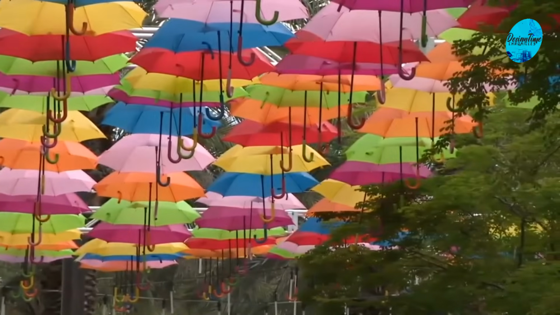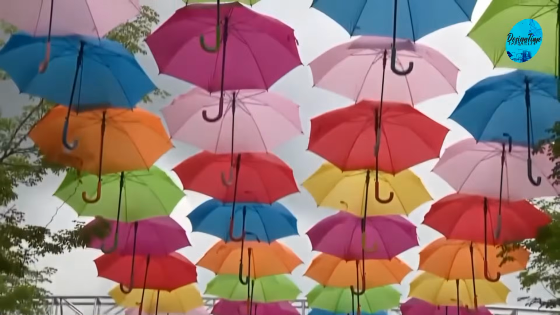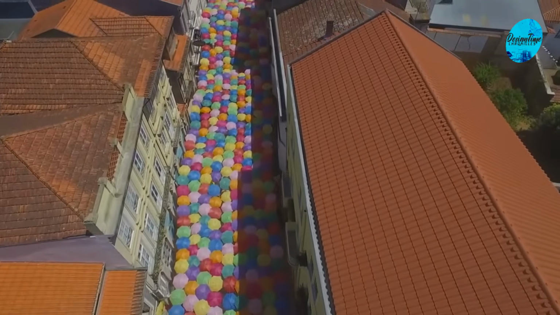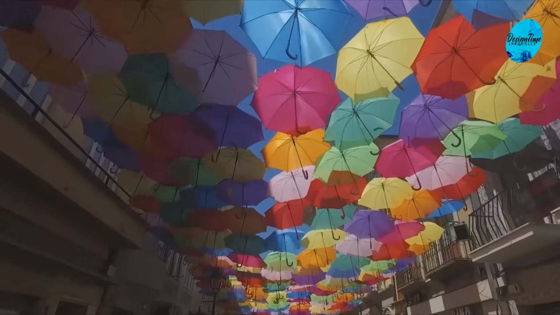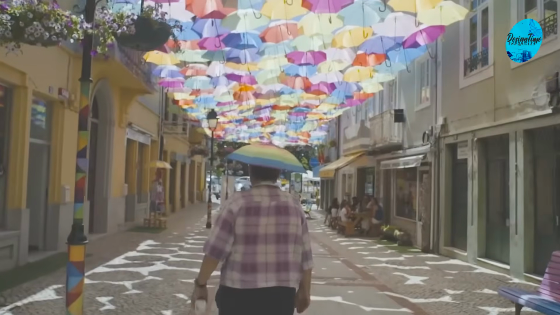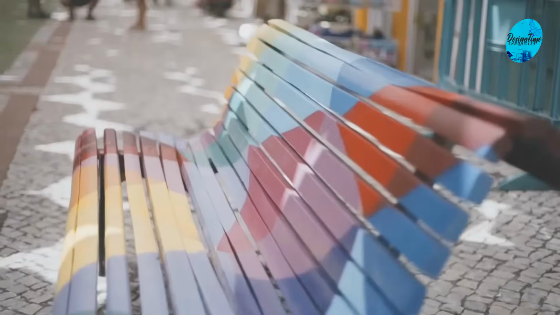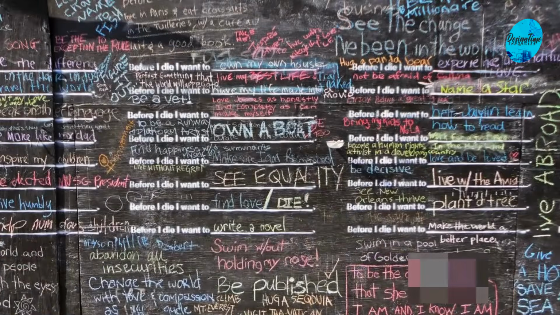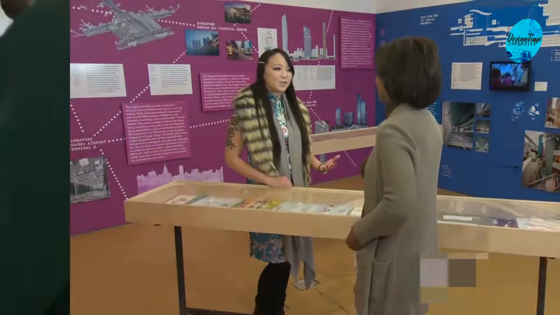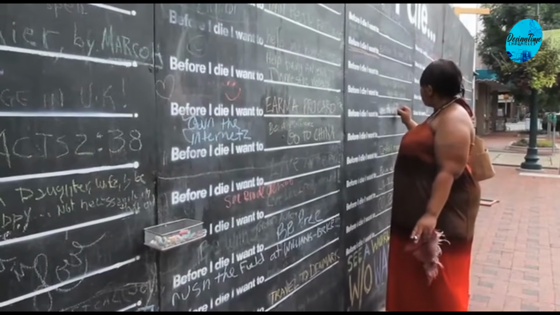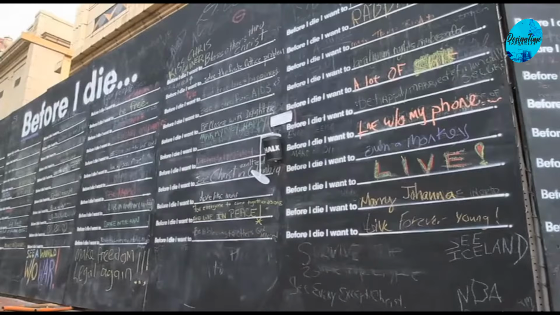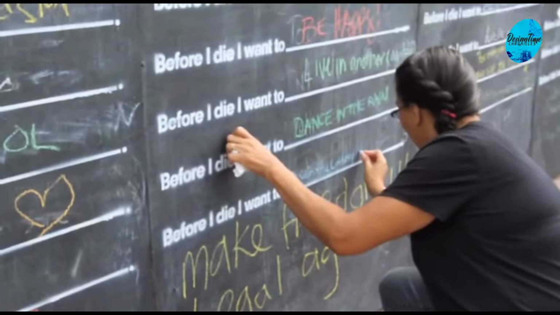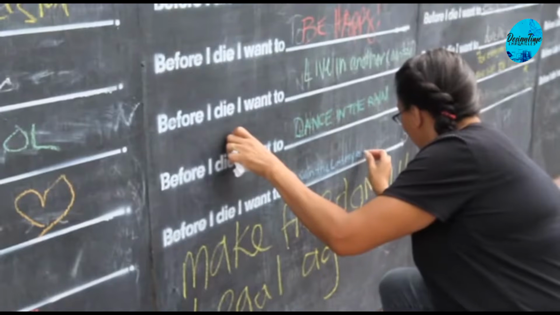It was created in 2012 in the Portuguese city of Agueda by the creative agency Impact as part of an art festival plan. It creates a vibrant and eye-catching canopy that adds shade, color, and fantasy to public spaces. Before I Die Walls, created by Candy Chang in 2011. It's designed to encourage reflection on mortality and personal aspirations. These are black painted public walls where people can write in chalk what they want to do or accomplish before they die.